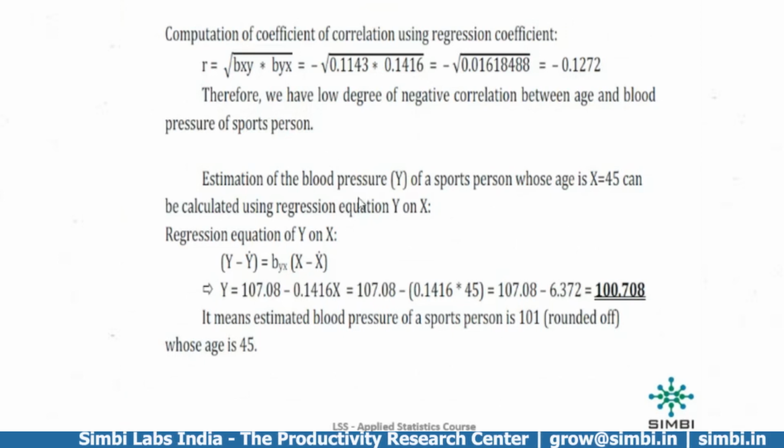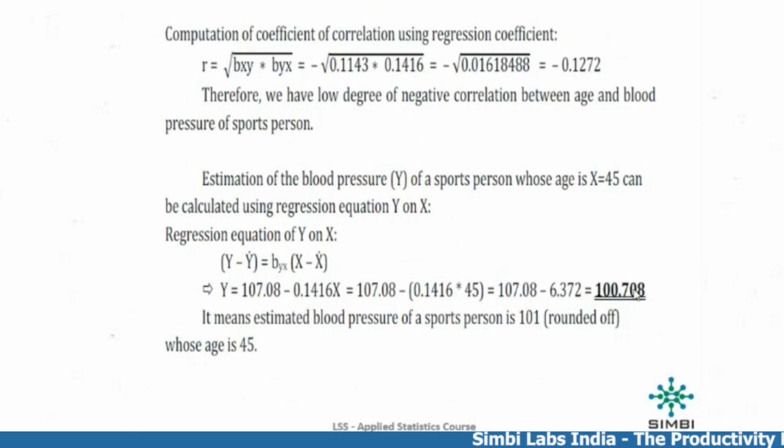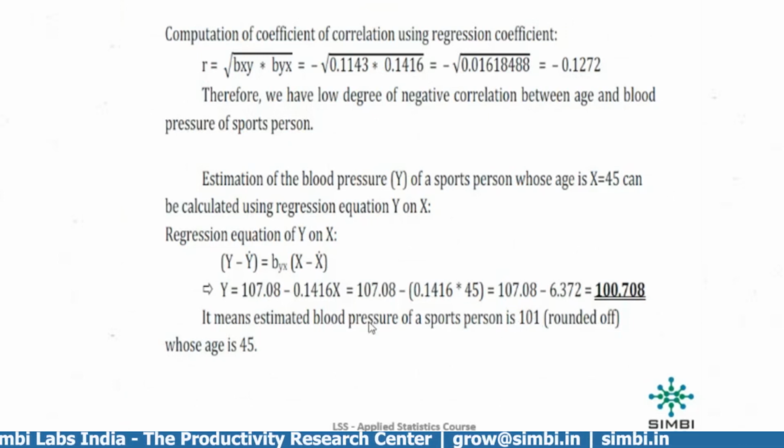And we need to estimate the blood pressure of a sports person whose age is 45, which can be calculated using this equation, y minus y bar equals byx into x minus x bar. So we get 100.708. So the estimated blood pressure of a sports person whose age is 45 is 101. So like this we can calculate the regression analysis equations and correlation coefficient values also.